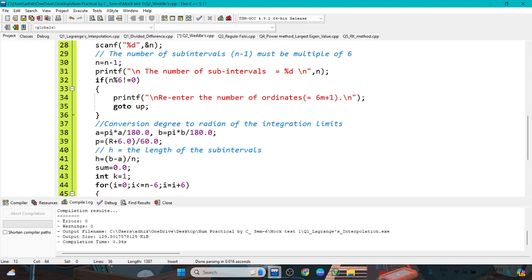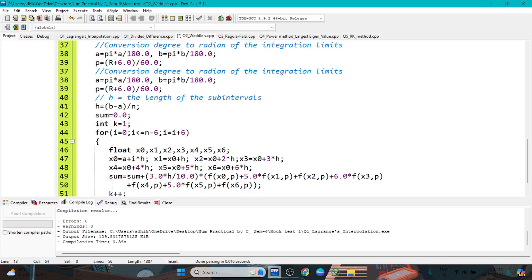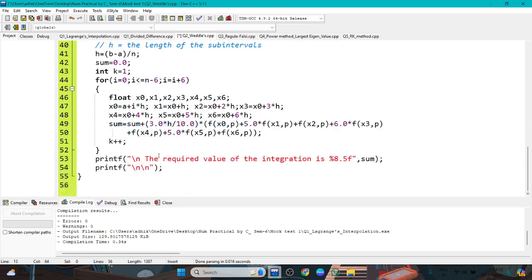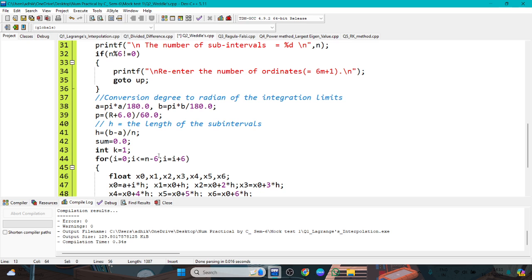So a equal to pi into a whole divided by 180, b equal to pi into b whole divided by 180. This radian, a and b, new value of a and b is radian, and p equal to r plus 6 by 60, it is given in the question, and h is the step length, length of the subinterval. This h equal to b minus a by n, initial sum equal to 0, and integer k equal to 1. This is the k, actually integer k equal to 1.